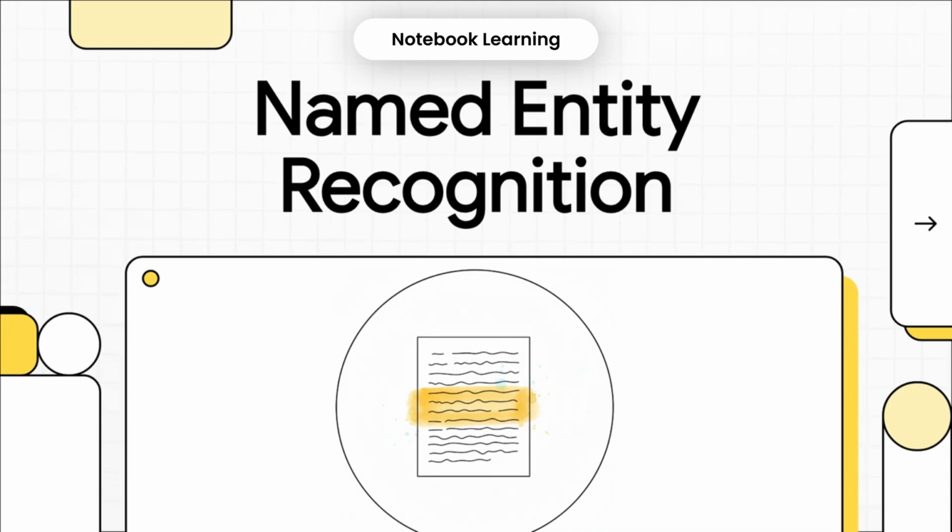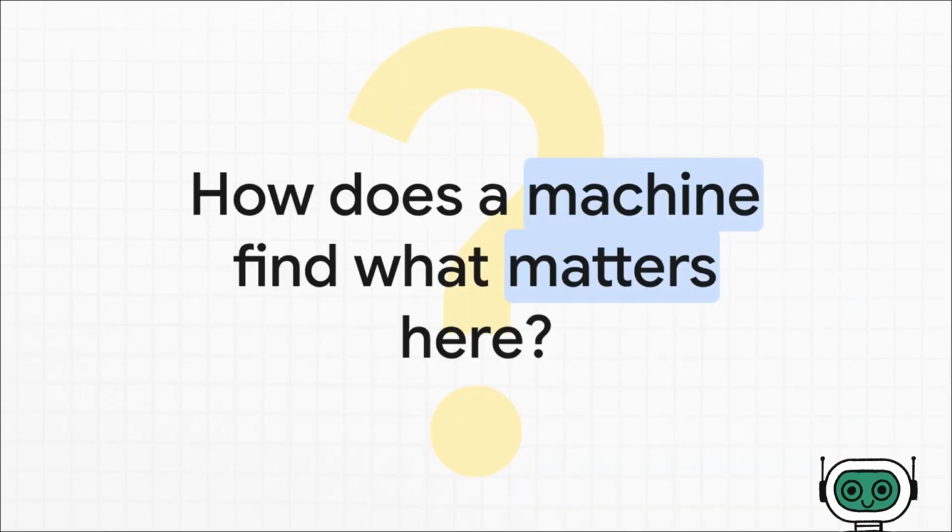Today, we're going to break down a fundamental task in natural language processing, named entity recognition, or just NER. This is one of those core skills a machine has to learn to really make sense of human language. You know, when a computer looks at a block of text, it just sees a long string of characters. It doesn't inherently know that Apple is a company or that Tim Cook is a person.